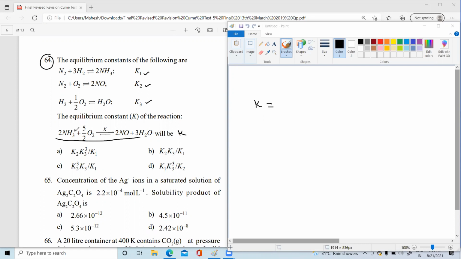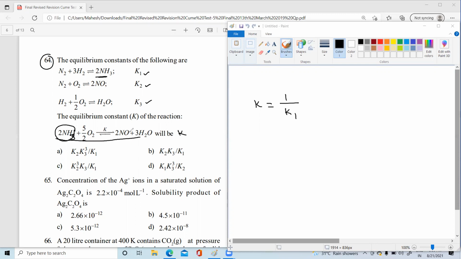Let's check here. NH3, which side is it on? NH3 in the final equation is on the reactant side. In equation number 1, it is on the left-hand side. Nothing but the reactions are reversible. When a reaction is reversed, its equilibrium constant should also be reversed. So I'm taking 1 by K1 here.